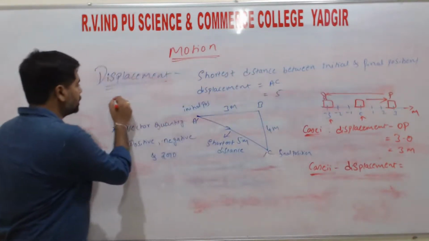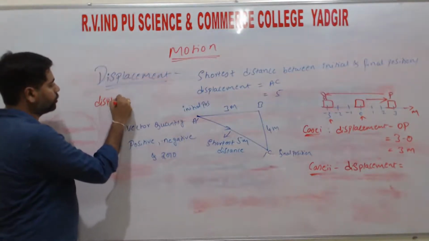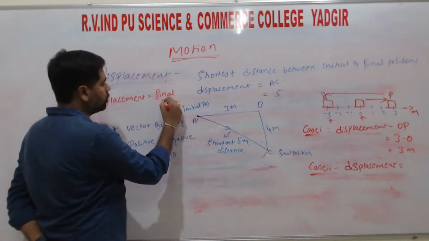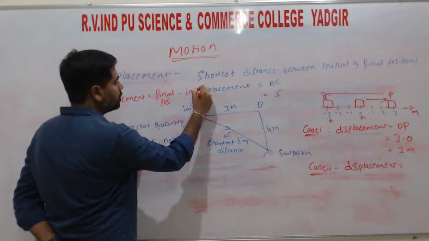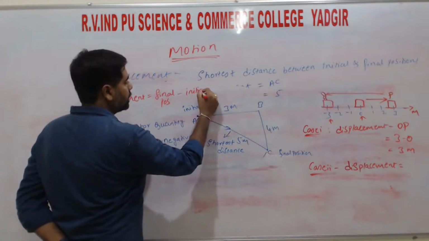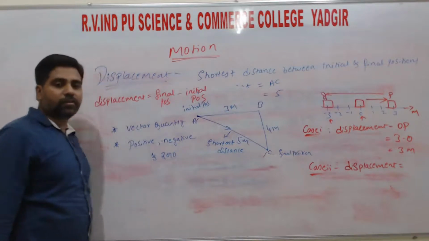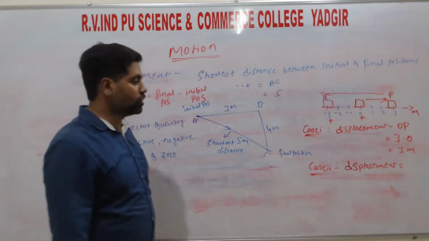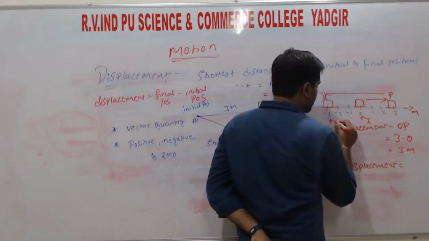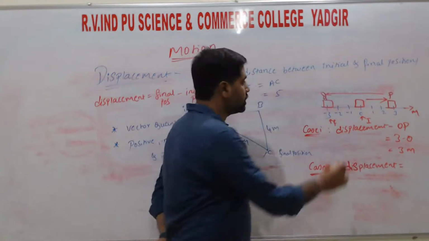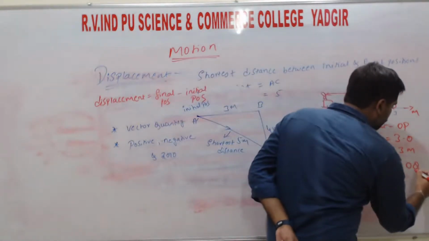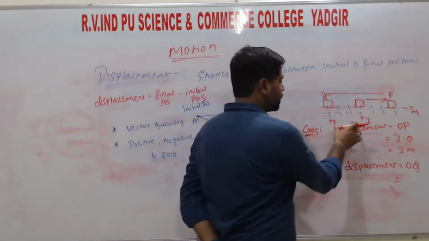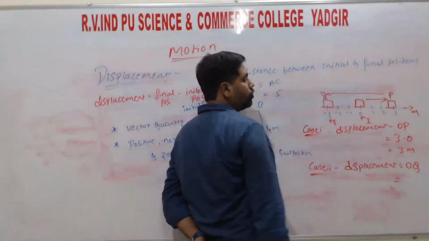So here I will write, displacement is equal to final position minus initial position. So this gives the formula, right? So displacement is equal to final position minus initial position. So this one is the initial position and this one is the final position. That means the displacement is between O and Q, right?